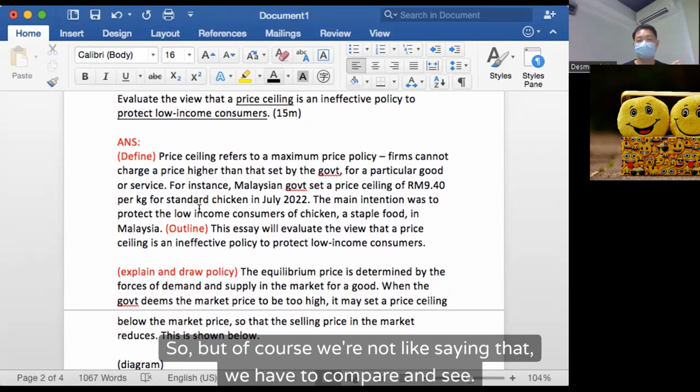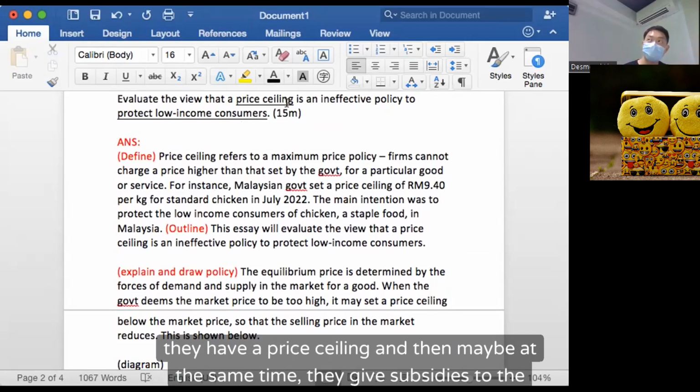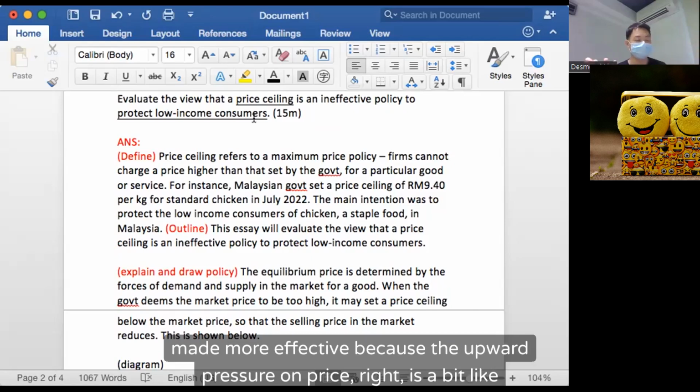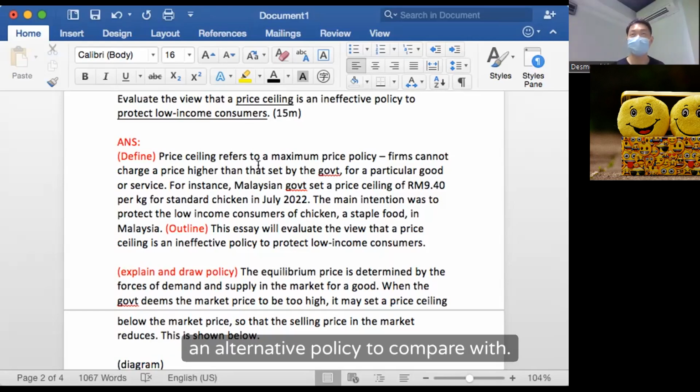But of course, we're not saying that we have to compare another policy. But for example, if you know that a country, let's say Malaysia, has a price ceiling, and at the same time, they give subsidies to the firms to reduce cost, to reduce price, then this policy could be made more effective because the upward pressure on price is reduced. So we are using the subsidies as a condition to make the policy better, not as an alternative policy to compare with.